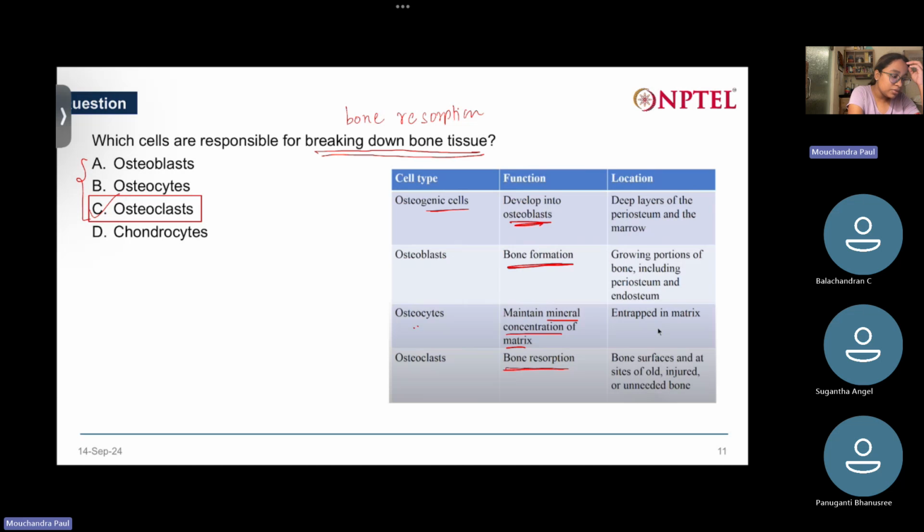All right. So predominantly these three cell types work, they are differentiated, and they have individual functions to maintain the homeostatic condition of the bone. But osteogenic cells are only activated when they are required. That is why you see their location: they are located in the deep layers, they have their own niches within the bone, which protect them from any environmental cues, and they are activated only when needed.